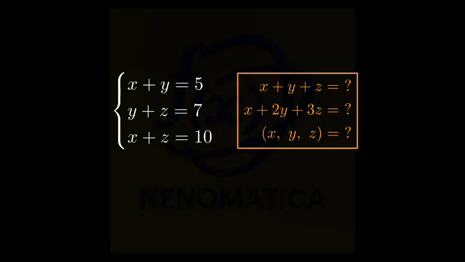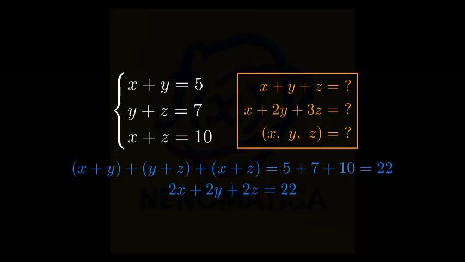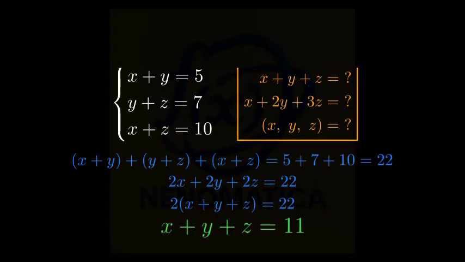Step 1. Add all three equations. We get the sum of the left sides equals the sum of the right sides, which is 22. That becomes 2x plus 2y plus 2z equals 22. Factor out the 2. Divide by 2 to get x plus y plus z equals 11.